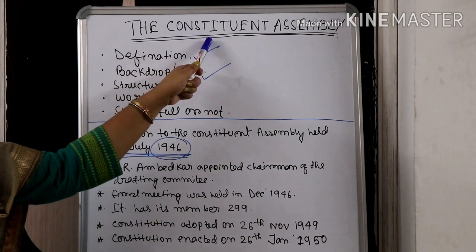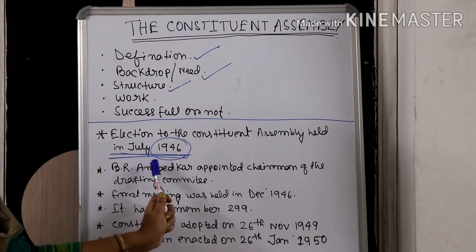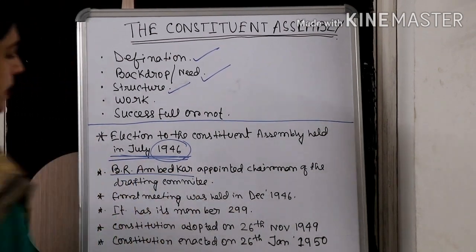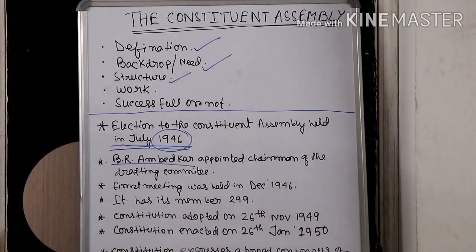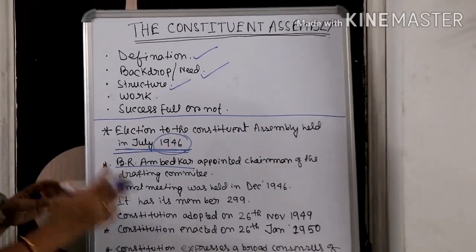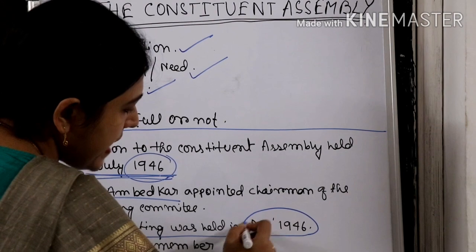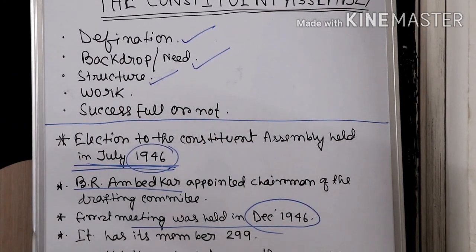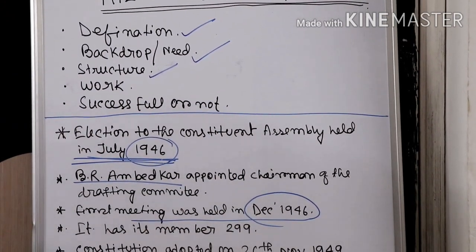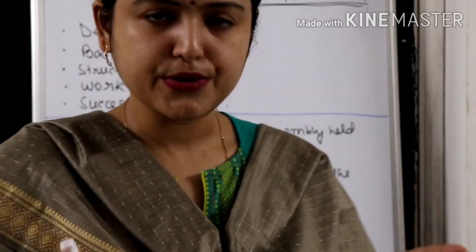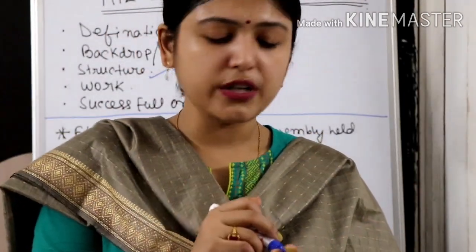Drafting committee means Constituent Assembly. B.R. Ambedkar was the chairperson of the drafting committee. After the committee was made, the first meeting that the committee had was in December 1946. Clear? Another thing, at that time it was a Constituent Assembly as a whole. There was no division.